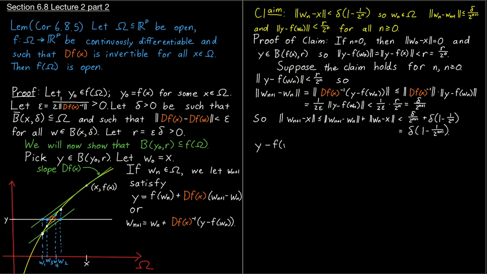Y minus f of Wn plus 1. We're going to subtract and add f of Wn. And then we remember what y minus f of Wn was. By definition, that's df of x evaluated at Wn plus 1 minus Wn. Then we've got our other piece here.